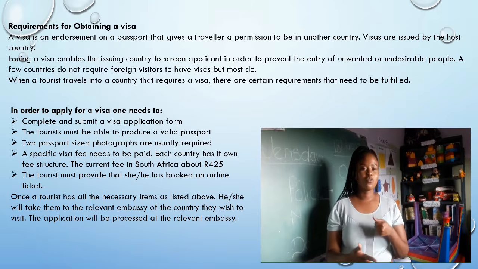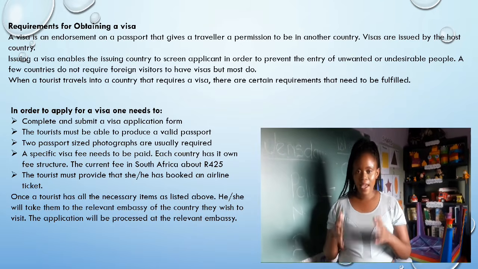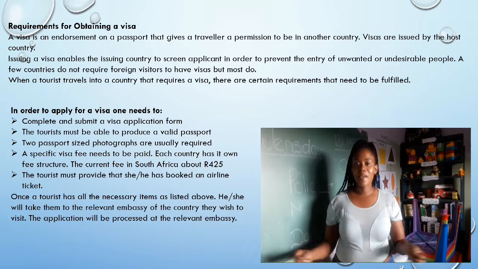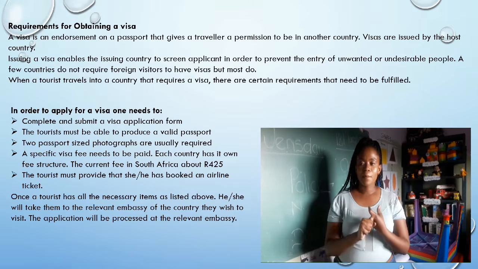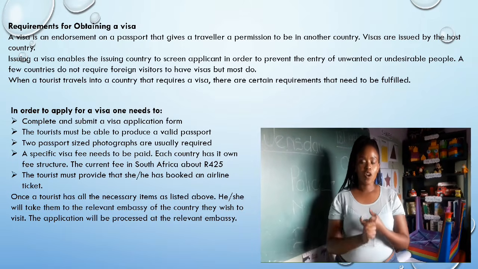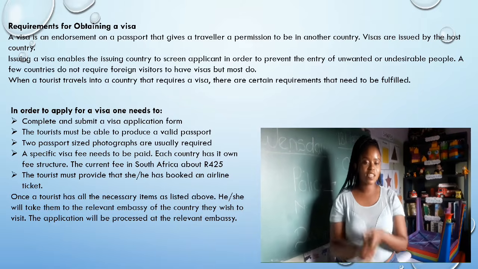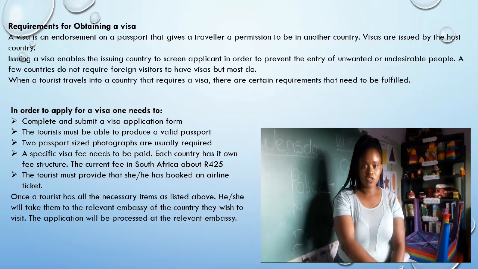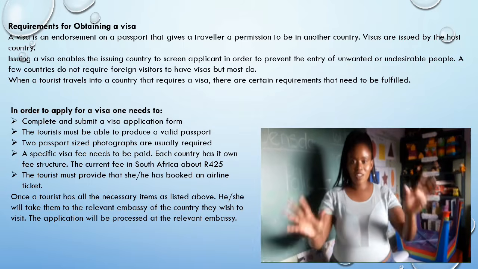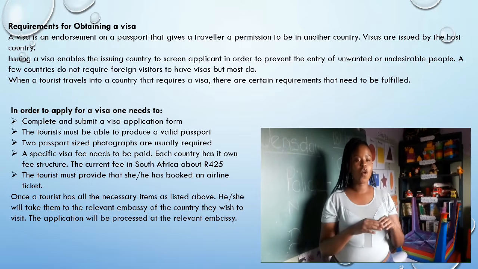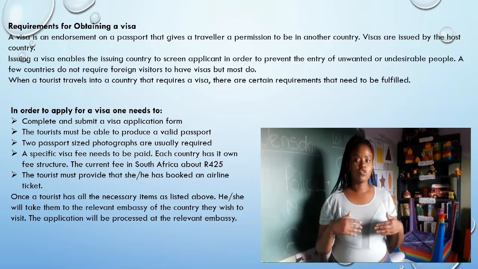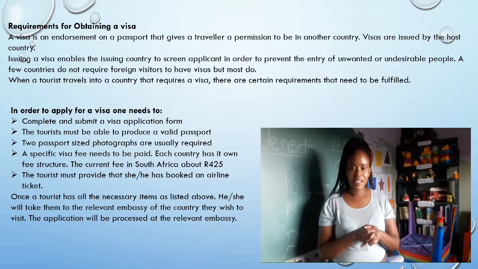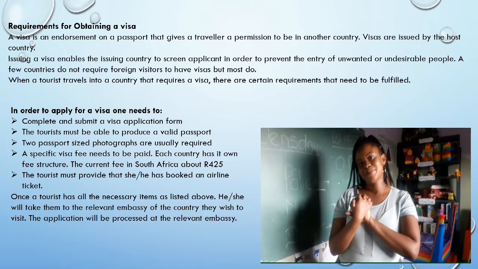So this is what you need to do in order to get a visa. First, you fill in an application form. Secondly, you pay, and then you also provide pictures and your passport, and then you also have to provide proof that you've already booked a flight to that particular place. Once you have all these documents, you go to a relevant embassy and submit all those things. Your visa will be processed at the embassy.